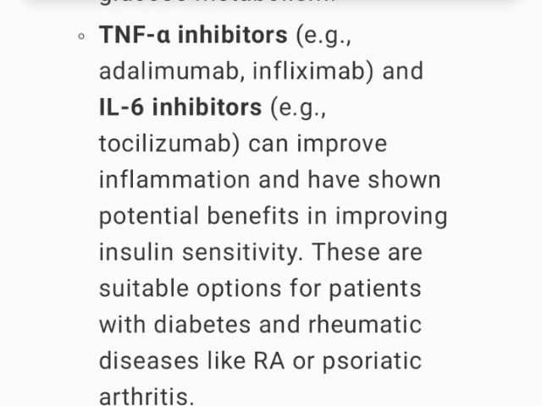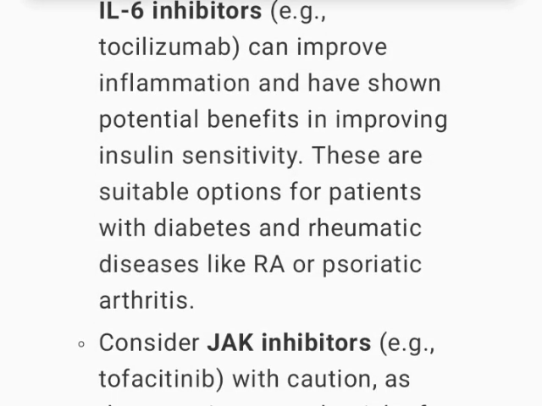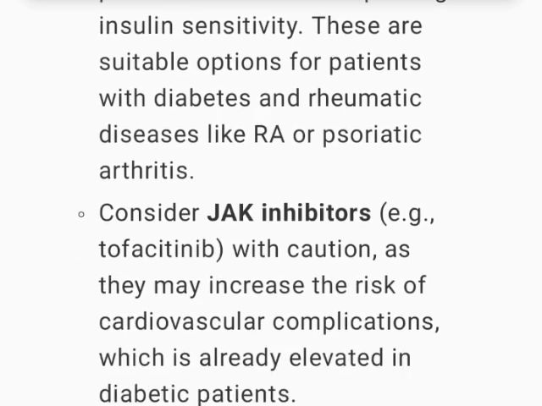TNF-alpha inhibitors, e.g. adalimumab, infliximab, and IL-6 inhibitors, e.g. tocilizumab, can improve inflammation and have shown potential benefits in improving insulin sensitivity. These are suitable options for patients with diabetes and rheumatic diseases like RA or psoriatic arthritis.